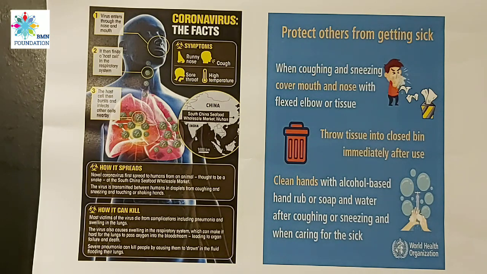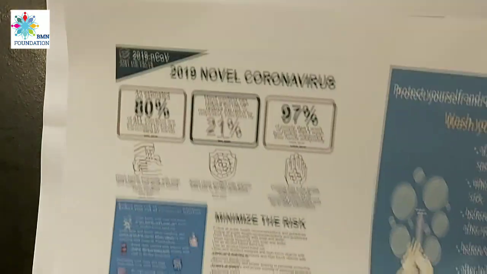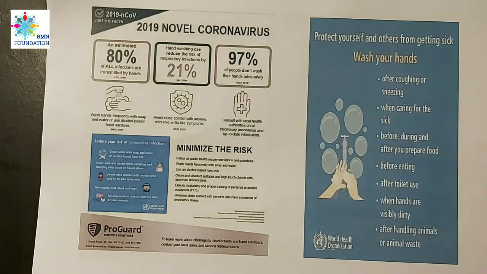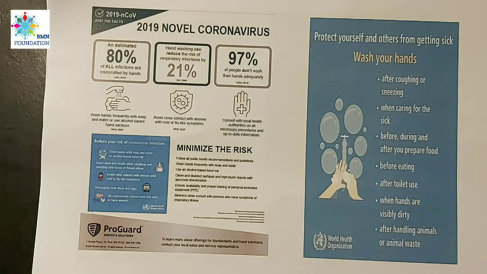And they say how it is transmitted. It's 80% transmitted by hands. But how many percent can it reduce if you wash your hands? It's 21%. But what you should know is that 97% of the whole population doesn't wash their hands. So always remember to wash your hands. One thing to prevent coronavirus from spreading is to wash your hands all the time. Washing will be most helpful.